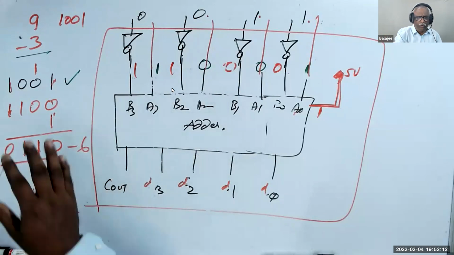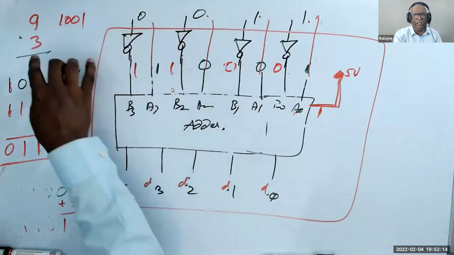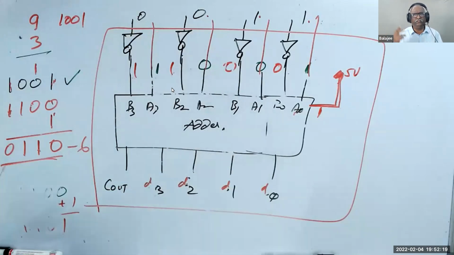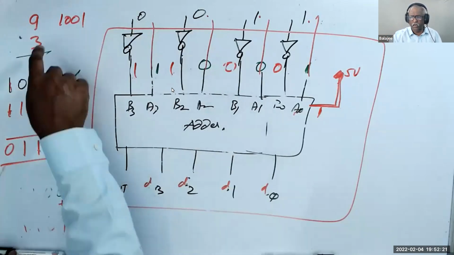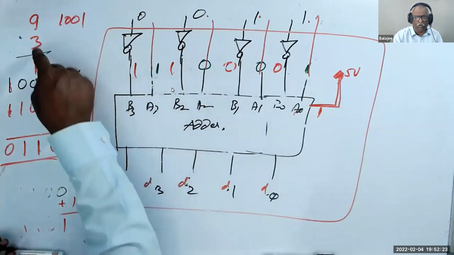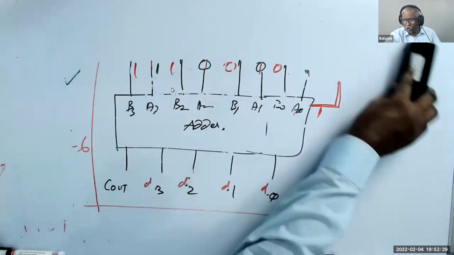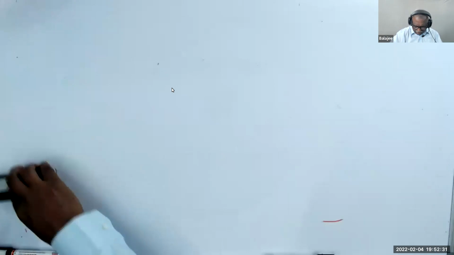No, you cannot do that. If you do the ones complement and you don't add 1, that becomes an adder. But you are trying to build a subtractor. A subtractor means you have to add the 2's complement of the number. How do I get the 2's complement? I take the 1's complement and add 1 to it. That's called 2's complement. So what is 1's complement? What is 2's complement?